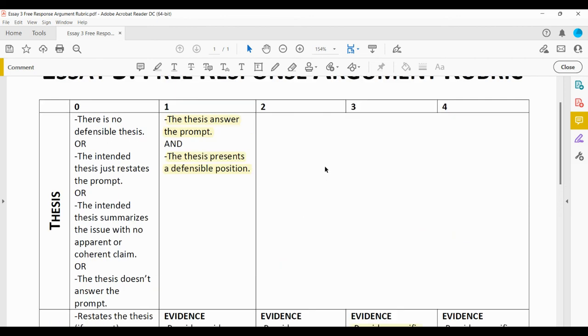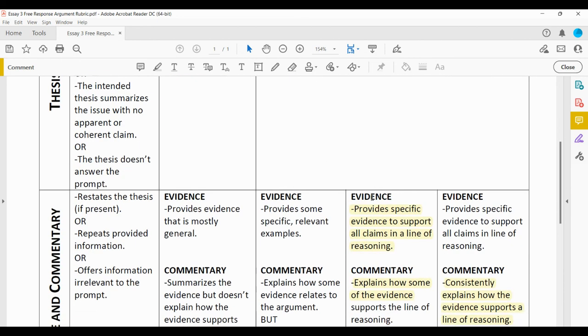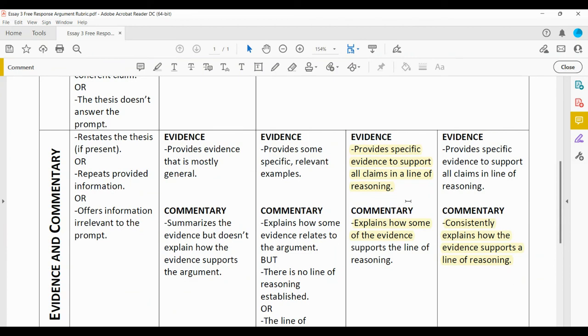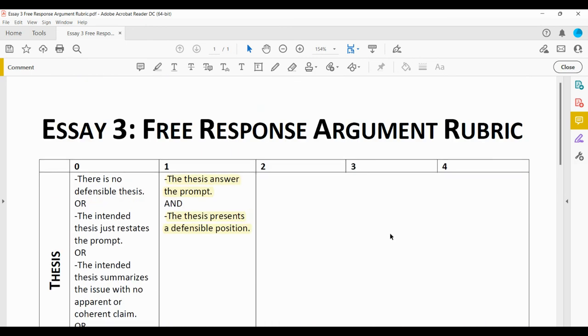A thesis that answers the prompt in a defensible way, evidence and commentary that is fully developed and ties to the claim, that is what will lead you to a successful essay. And that is the Essay 3 Free Response Argument rubric.